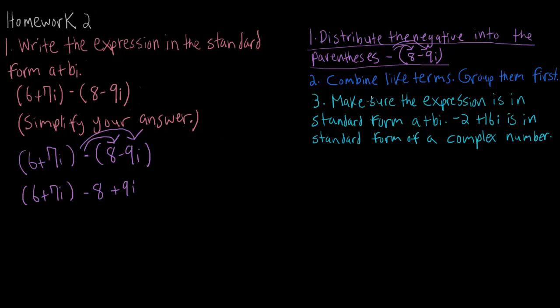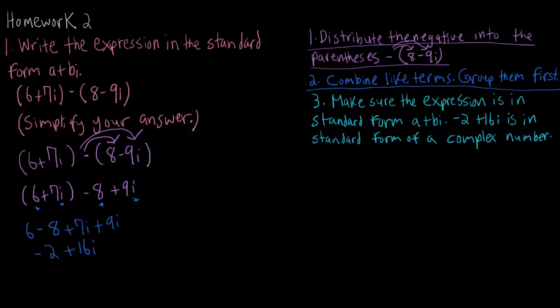Then step 2, combine like terms, group them first. So first we want to group together the like terms. You got 6 and 8 which are like terms, so we could have 6 minus 8, and then 7i and 9i are like terms, so you have plus 7i plus 9i. And then if we combine the like terms, we end up with negative 2 plus 16i.